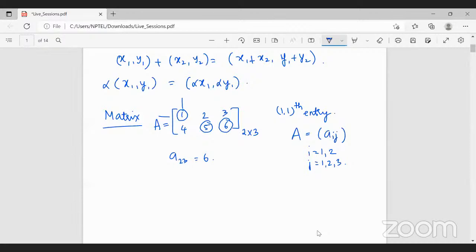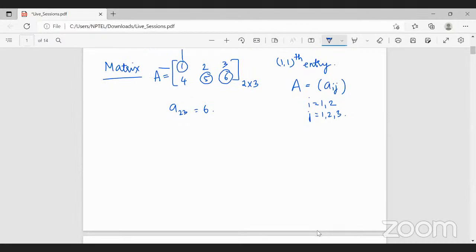And when can you add two matrices? Can you add any two matrices? No. Only when they are of the same order. The order has to be the same. They should have the same dimension. So if two matrices have the same order, then I can add or subtract them. And how we add and subtract is we do it entry wise.